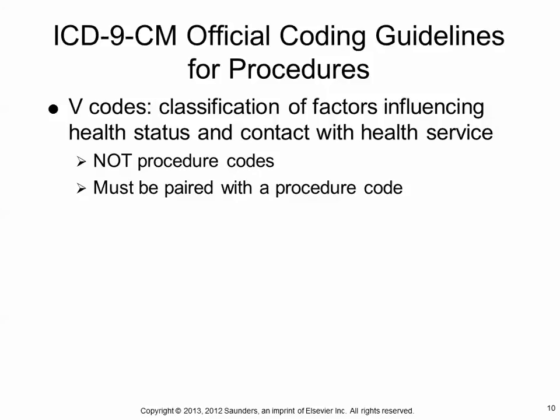So, V codes. We've talked about V codes now. V codes are what? They classify factors influencing our health status. So our history codes, our personal history codes, our family history codes, status post codes, our exposure to communicable diseases, those codes, etc. Okay? And they also denote contact with health service.